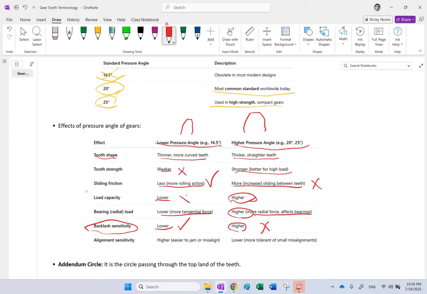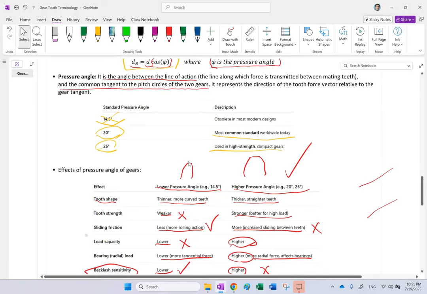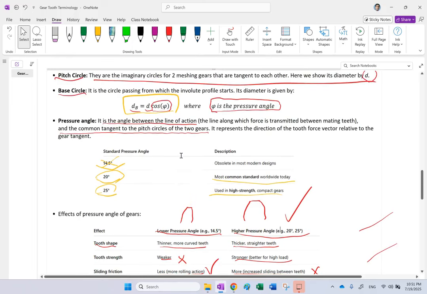So these are weaker. They cannot carry much load. And about the alignment sensitivity, these guys can easily jam and they are more sensitive to alignment. These are less sensitive. And alignment here is basically that two axes are parallel, the distance between them stays constant, and so on. So center to center distance, these bigger pressure angles are less sensitive. So in general, today we are mostly using bigger pressure angles, although you can still generate these, but these are more kind of obsolete. And you might ask, where does that come from?